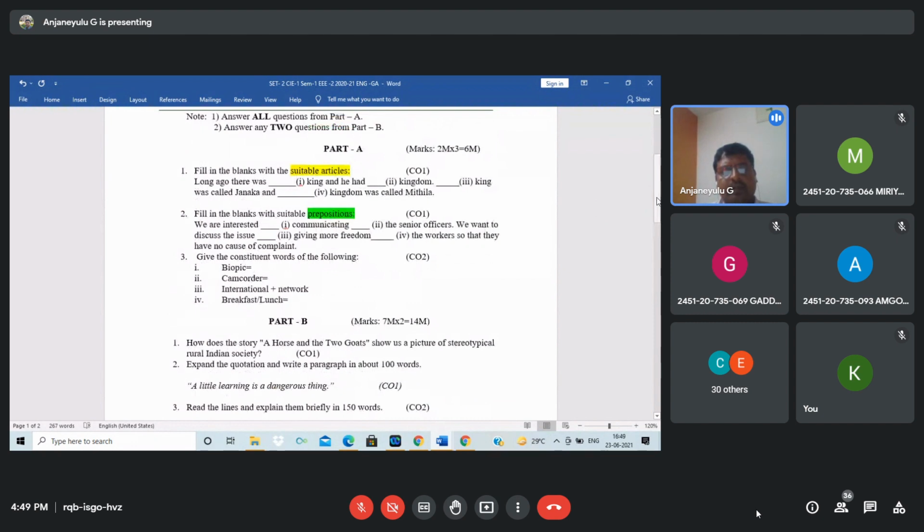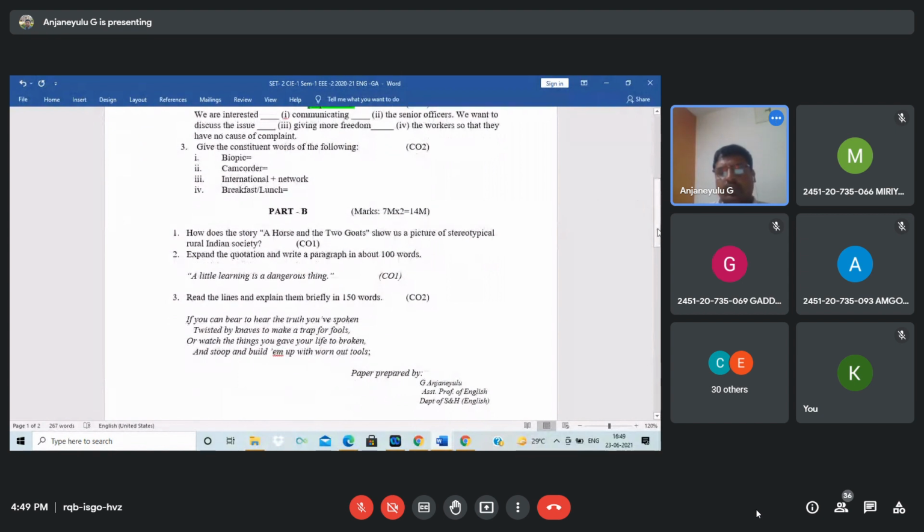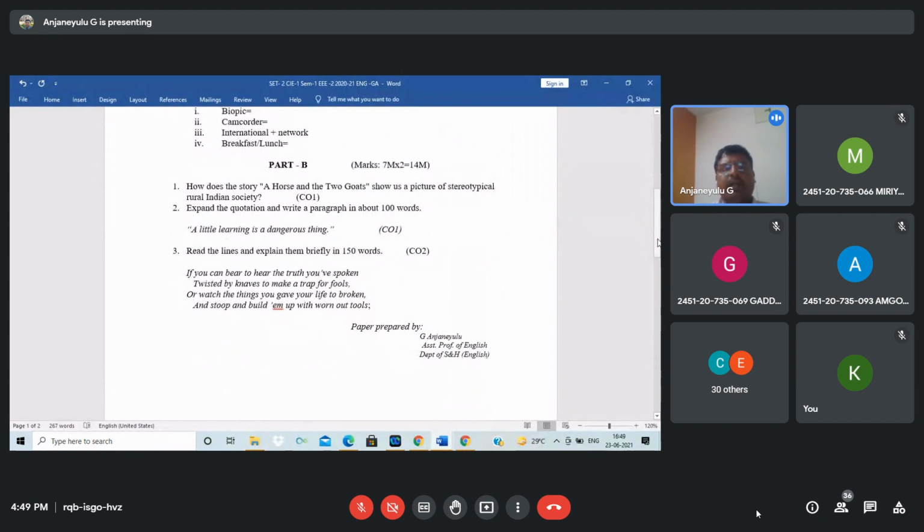Okay, this is the pattern, dear students. This is the first part, A. Part B, if you look here, is an essay of R.K. Narayan's A Horse and Two Goats. But here the question was asking you to show a picture of stereotypical rural Indian society. R.K. Narayan was expecting from you in the description how the rural Indian society of that time was, how R.K. Narayan showed stereotypical rural Indian society.